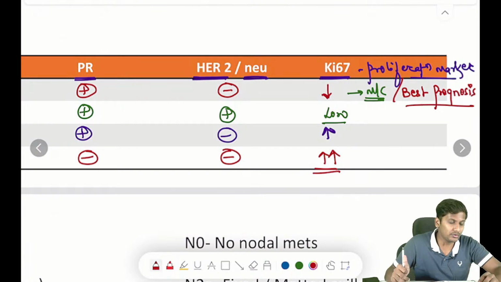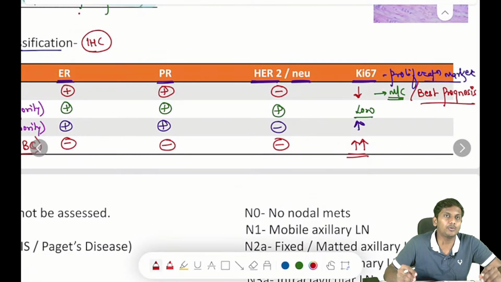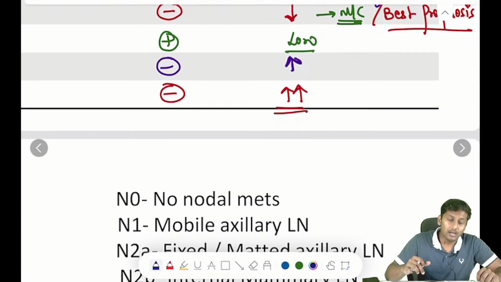No issues with this anybody, please remember this. So the most common subtype is going to be luminal type A, and it will also have overall the best prognosis. Please remember this. Remember this point. Next important is worst prognosis.